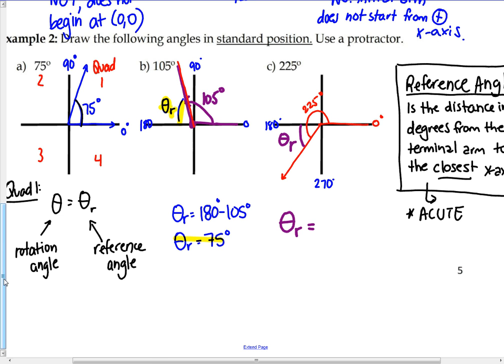We know our rotation angle is 225. And we know our reference angle is between that terminal arm and 180. And I want to know this distance. How would I get it? Anybody? Yeah? Justin?